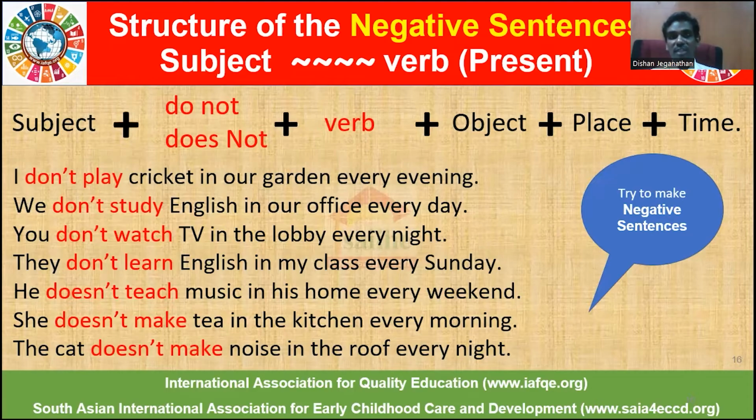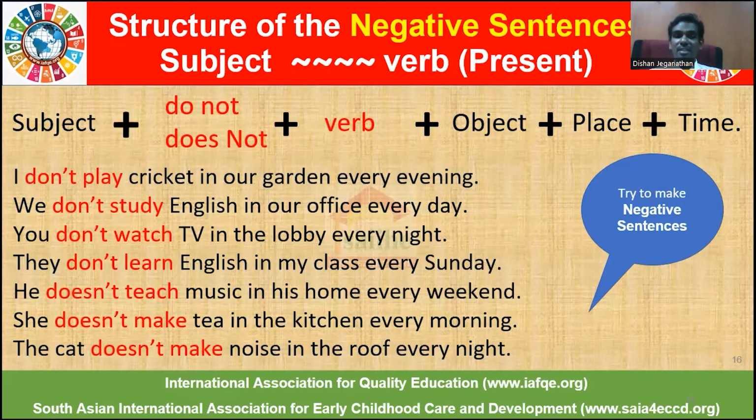You don't watch TV in the lobby every night. You, subject, don't, watch is the verb, TV is the object, in the lobby every night shows the place and time. They don't learn English in my class every Sunday. Now, coming to the last three examples, he, she, and the cat. These refer to the third person singular narrative. So he does not, which is contracted as doesn't.